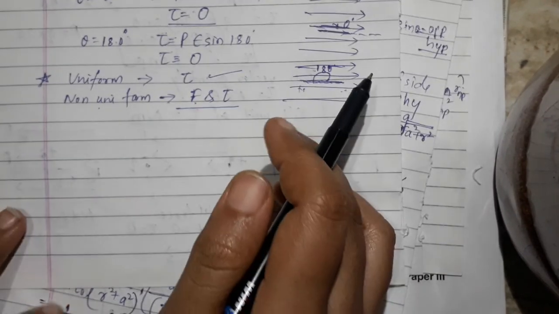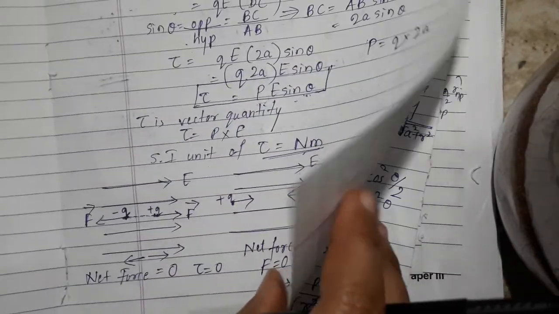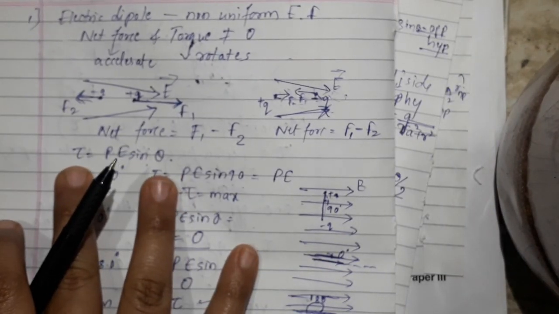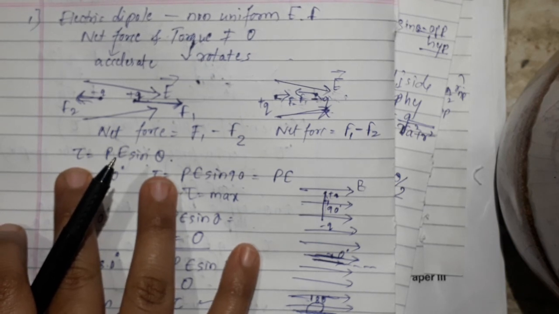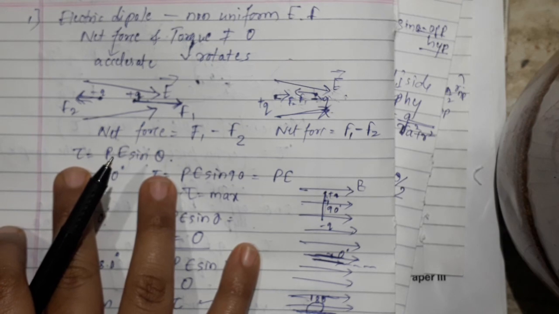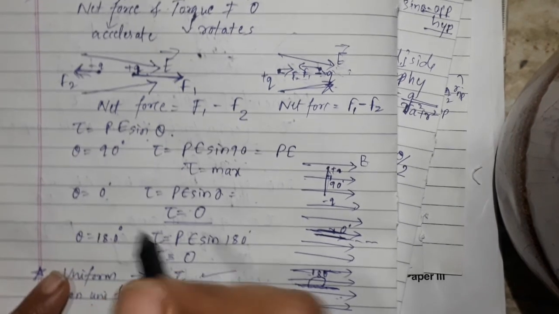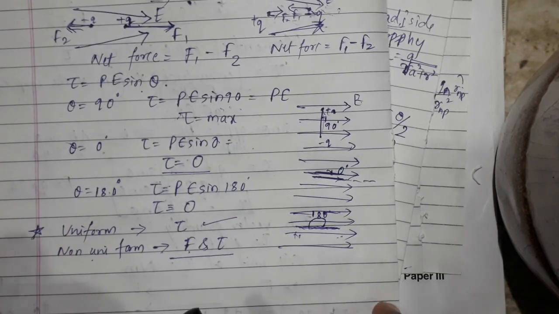This much is all about the electric dipole in uniform and non-uniform electric fields. All the points have been covered, and the only remaining topic is Gauss law and the application of Gauss law. You may get 5 marks theory questions on the application of Gauss law. There are 2 important derivations of Gauss law. I'll try to make those derivations easy for you.